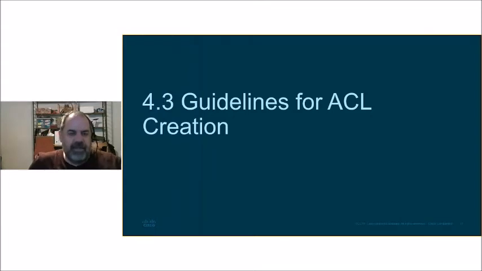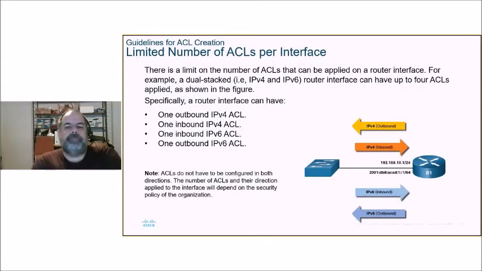Okay, now guidelines for ACL creation. Now there is a limit to how many ACLs you can apply. For example, on a dual stacked IPv4 and IPv6 router, you could have 4 ACLs applied to one interface. But basically the rule is one access list per direction per interface, or per interface per direction, either way.